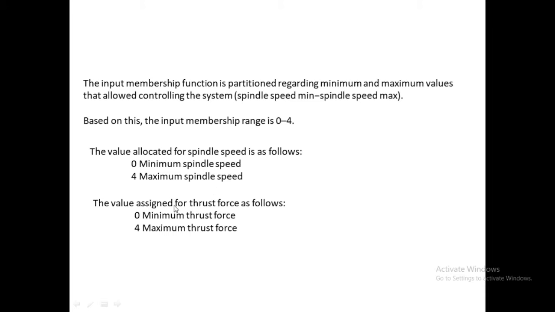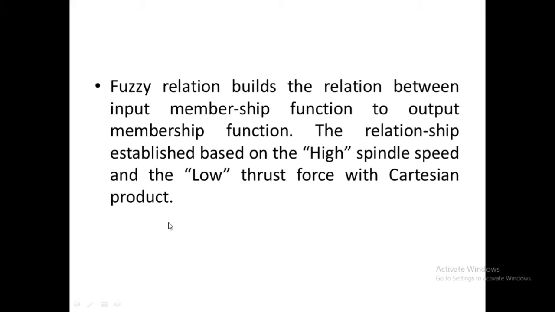Likewise, the values assigned for thrust force are as follows: 0 is assigned for minimum thrust force and 4 is assigned for maximum thrust force. Likewise, I assigned the values in the previous tables. Fuzzy relation: the relationship between the fuzzy terms is important. Fuzzy relation builds the relationship between the input membership function and the output membership function. The relationship is established based on the high spindle speed and the low thrust force with the Cartesian product.